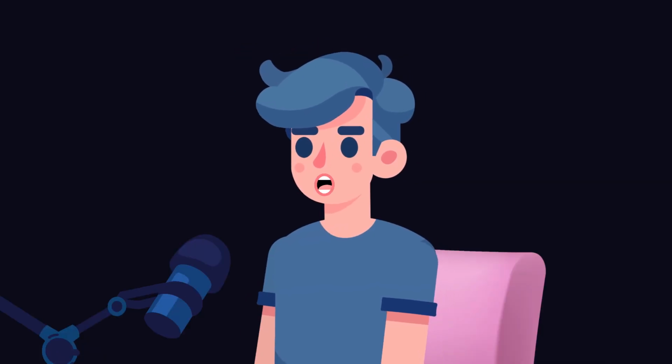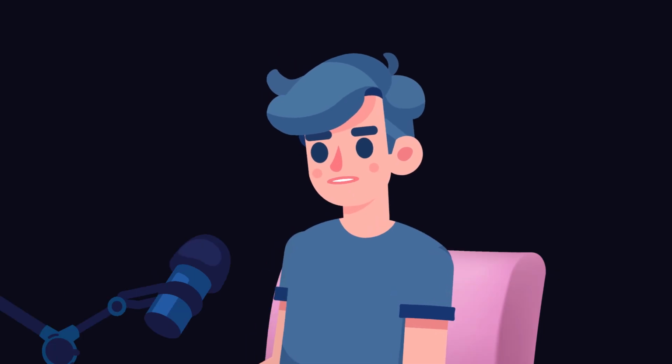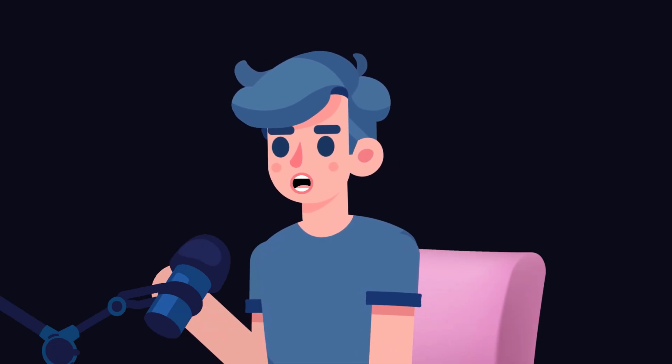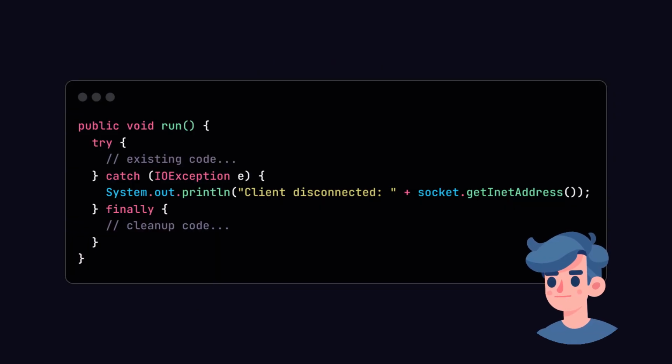Now, let's test our server and client. First, run the game server class, and then start multiple instances of the game client class. You can type messages in each client, and you should see them reflected in all other clients connected to the server. This messaging system forms the core of our multiplayer game networking.